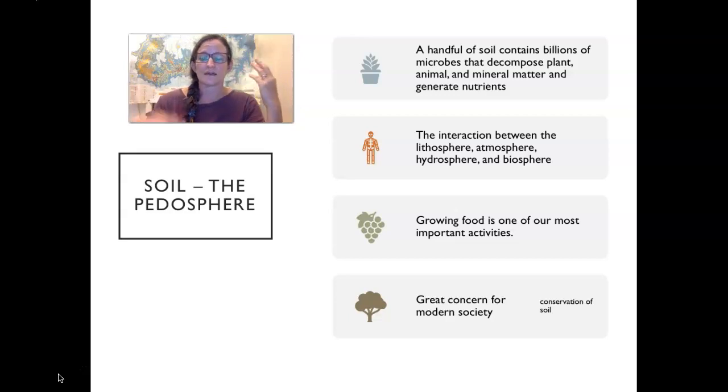There is that interconnectedness between the lithosphere, the hydrosphere, the atmosphere that occurs at the pedosphere, along with the biosphere. So the biosphere is living within the pedosphere. There's air going in and out of the pedosphere. The pedosphere is sitting right on the lithosphere, and the hydrosphere, the water, is percolating through that pedosphere. So all those spheres interact at the pedosphere.